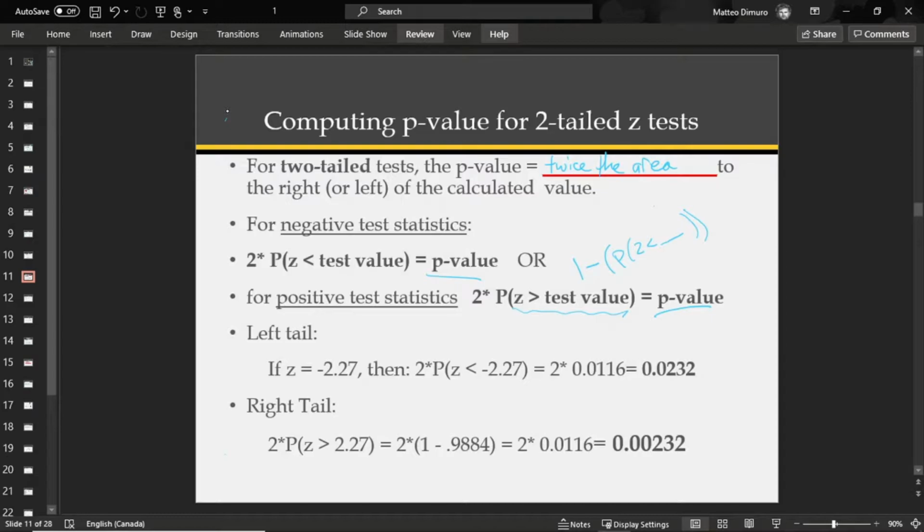So here's a left-tail example. Let's say you get z equal to negative 2.27. Then you're going to go 2 times the probability that z is less than that value. You'll go look it up on the table. You should get 0.0116, and you go 2 times that, and there you go, there's your p-value. Now, if it's a right-tailed test, you're going to have to look up the probability that z is greater than 2.27, and you're going to go 2 times 1 minus whatever value you find when you look up the probability that z is less than 2.27, right? You're going to get the same value as before, and there's your p-value.